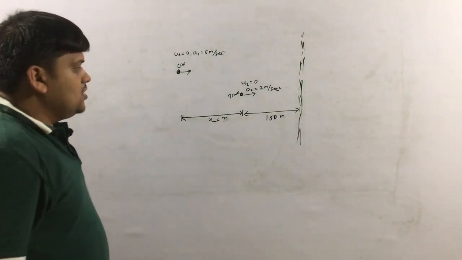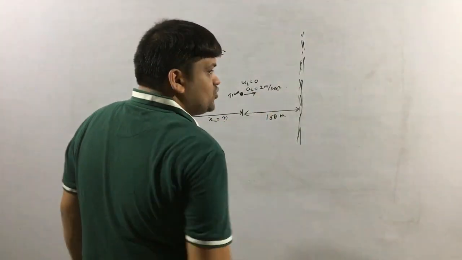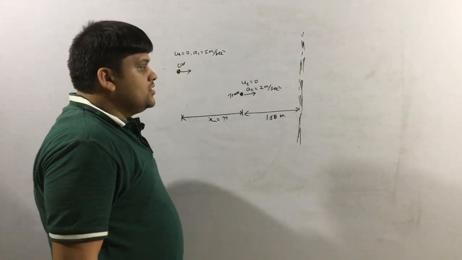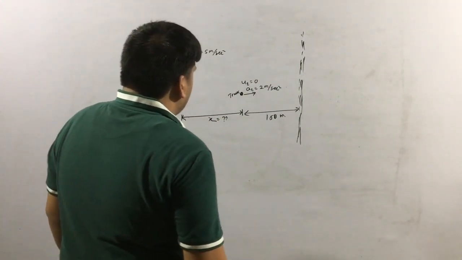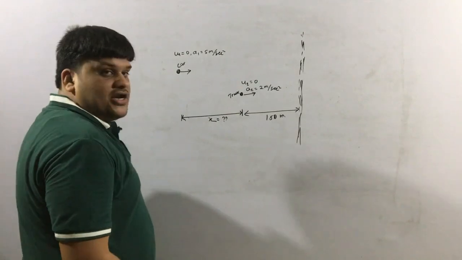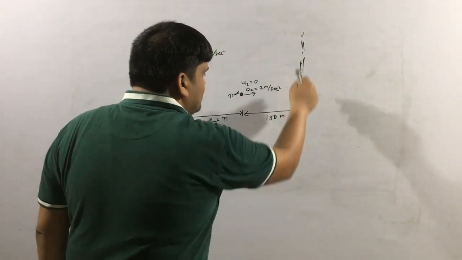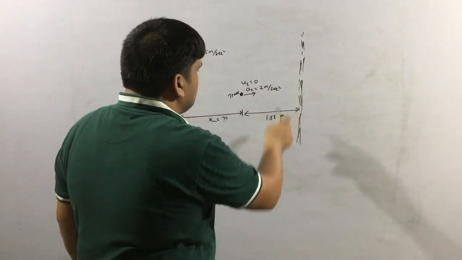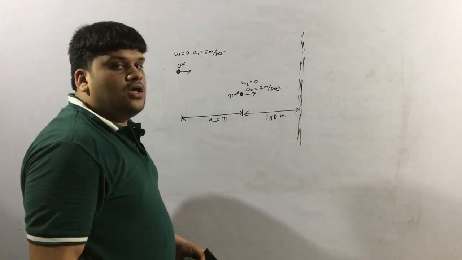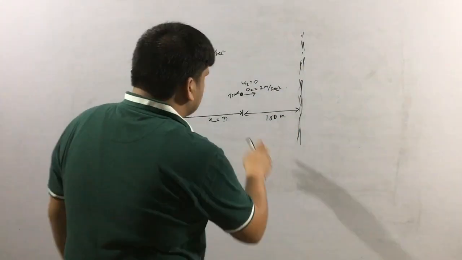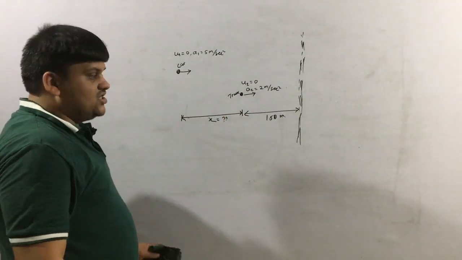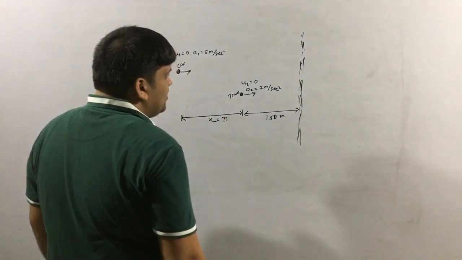There are 3 parts. First, after how much time is this going to happen? Second, what was the initial distance between the car and truck? And third, when the car overtakes the truck, what was the relative velocity of the car with respect to the truck? So how to solve that?